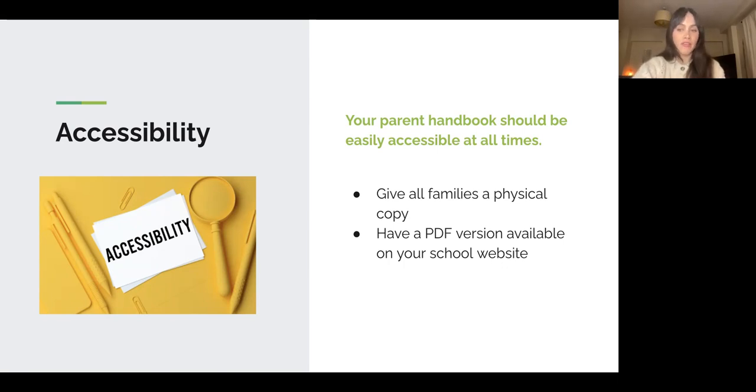And you can also have a PDF version available at your school website because things get lost. Some parents just want to be able to get a question answered quickly on their phone rather than have to wait till they go home and look at the handbook. So it helps to make the document as accessible as possible.